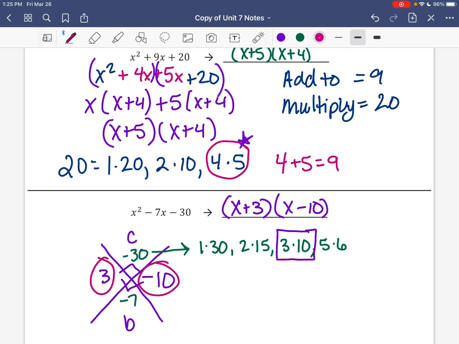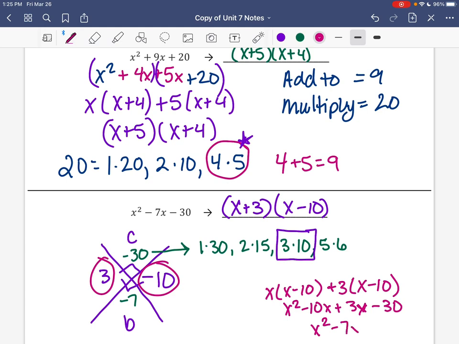And then always, if you feel like, I'm not sure about that, you can always multiply it back out together. So you can do X times X minus 10 plus 3 times X minus 10. So we have X squared minus 10X plus 3X minus 30. And then you have X squared minus 7X minus 30. And it does match. So that was the correct set of factors.